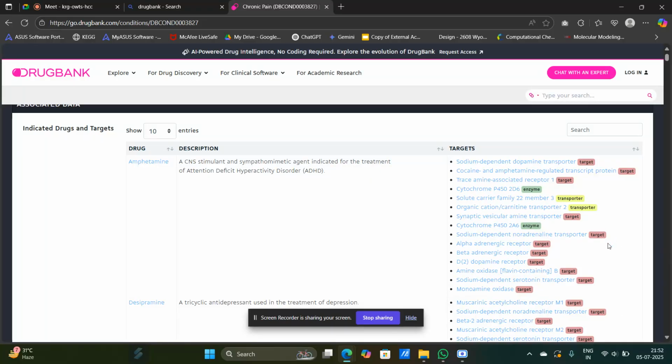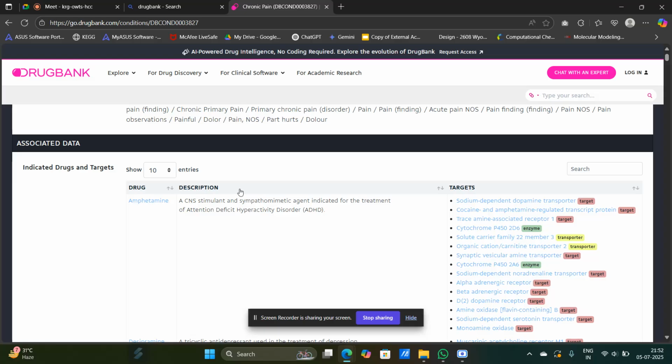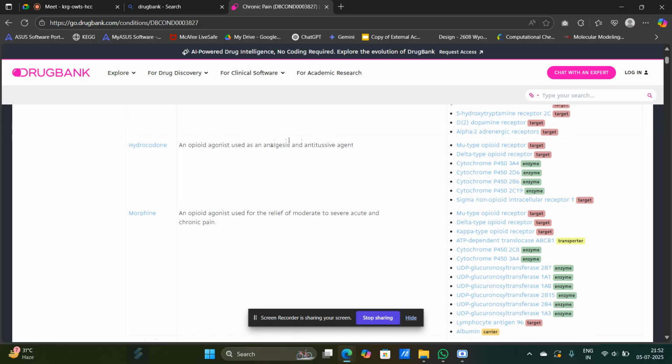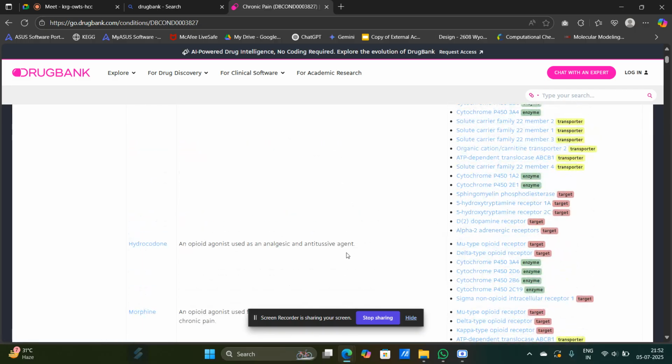So your homework is to understand what these mean. And then again, there are only 10 entries being shown because that is the filter that has been applied here. And again, it is the same with all the other things. You have different drugs and the targets.